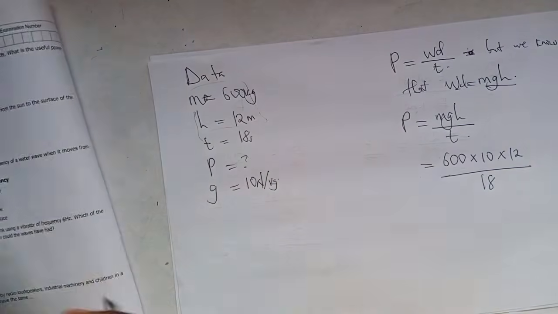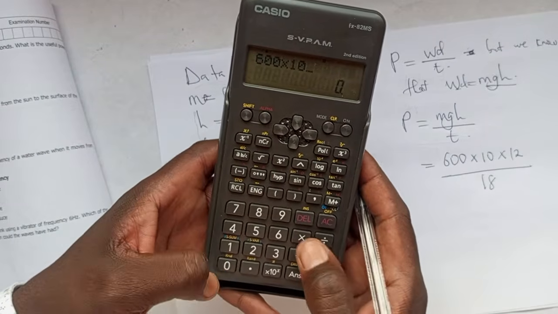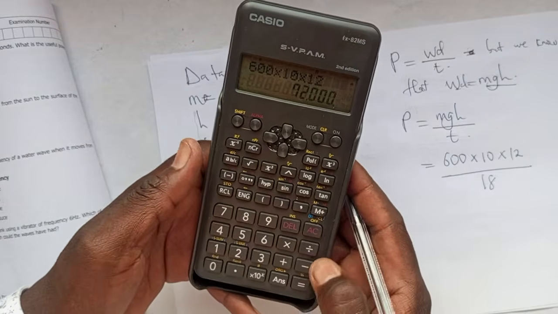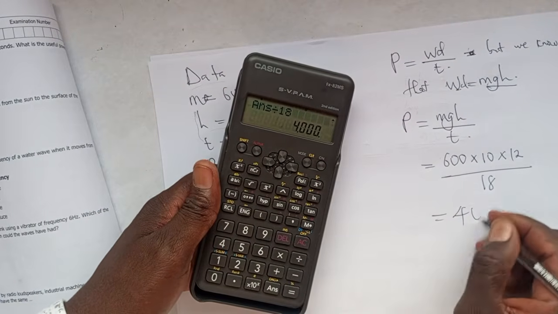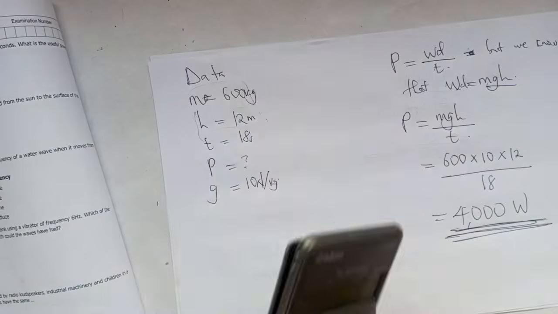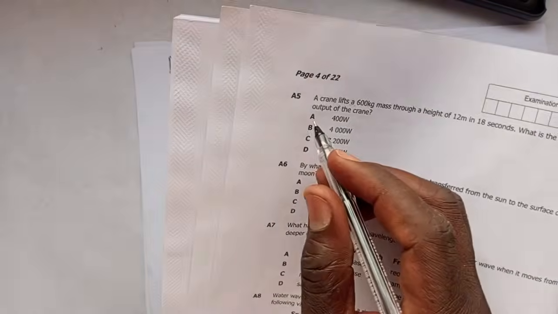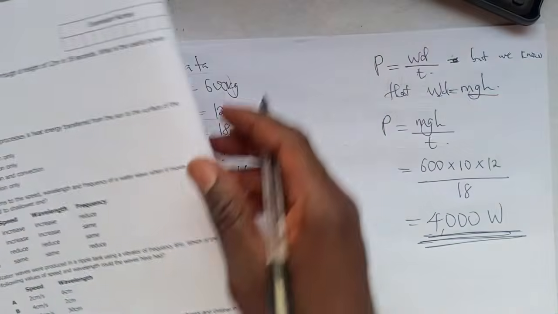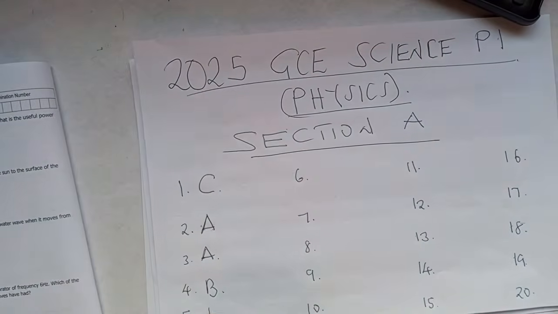Let's punch that whole thing in a calculator. 600 multiplied by 10 multiplied by 12. What is the answer divided by 18? The answer is 4,000 watts. Remember, power is measured in watt. By the way, by definition, power is the rate at which work is done. So the answer for question 5 is B, 4,000. So question 5, the answer is B.